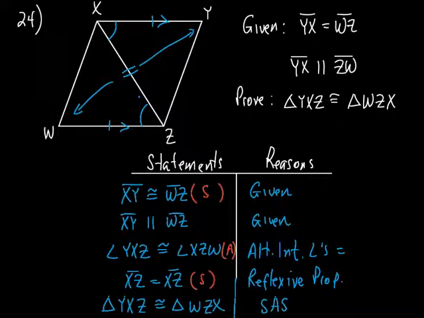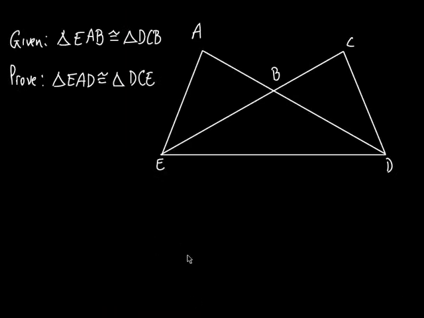All right? Now, we went a little slow on that. Let's go a little faster on this next one. All right, let's take a look at this. Look at the given. The given is a little bit different. They actually give you that two triangles are congruent to each other. That's kind of weird, isn't it? Let's see those two triangles. EAB. That would be this triangle right here.